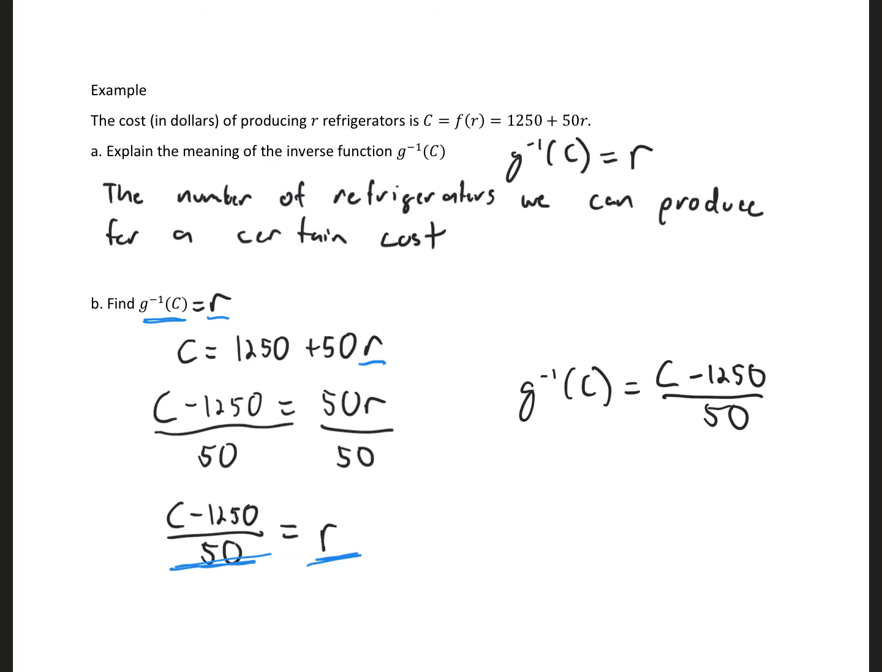What this would allow us to do is put in a certain cost, plug in cost, and get out a number of refrigerators that's associated with that cost.